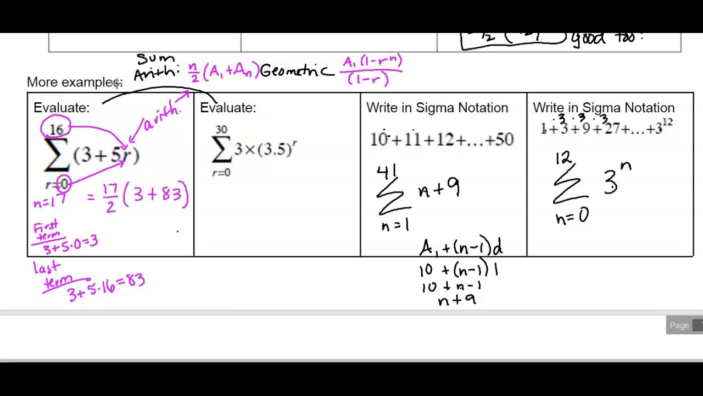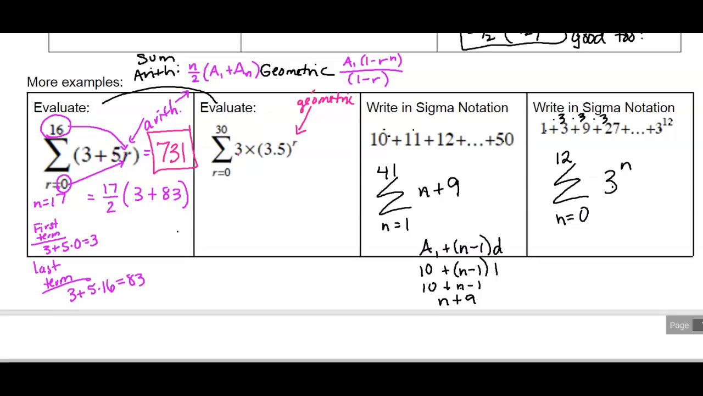And then you want to type that into a calculator. So 17 divided by 2, parenthesis, 3 plus 83. And I got 731. Okay, and so it adds up all those terms. On the next formula, we've got number times a number to a power. Because our exponent has the variable, this is a geometric equation. We're never going to have you write out 30 terms, so it's either going to be arithmetic or geometric. If it's an exponent, it's geometric. If it's just x to the first or r to the first, it's arithmetic.